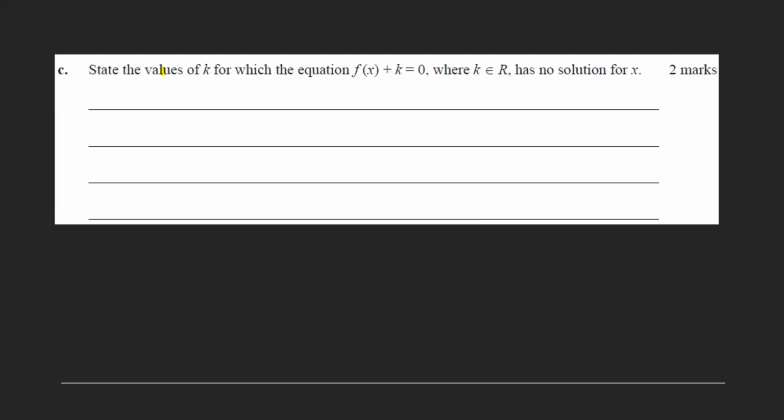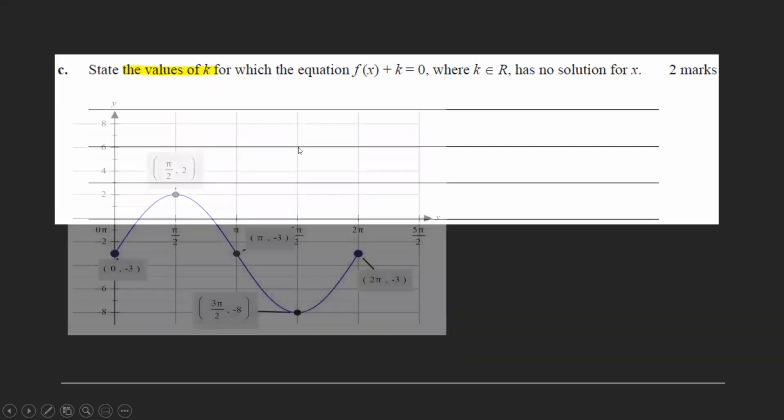State the values of k for which the equation f of x plus k equals 0, where k is a real number, has no solution for x. Which means if you see this as a combined graph, f of x is translated either upwards or downwards. This translated graph must not touch or cross the x-axis. So I will interpret this question from a graphical point of view. So let's have a look.